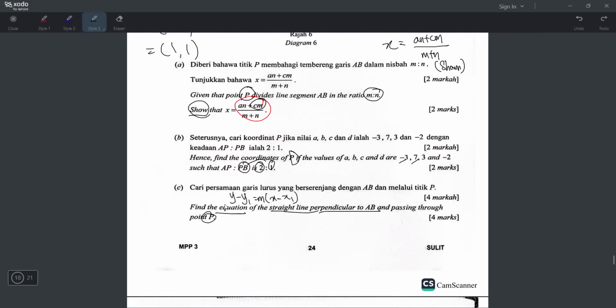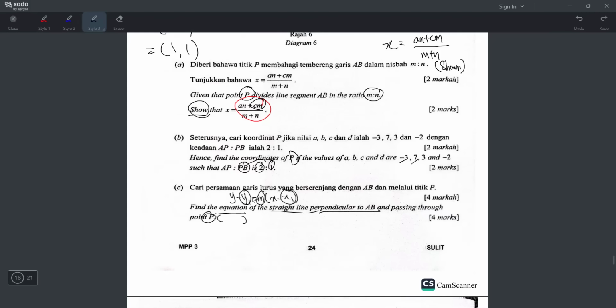In order to use this formula, we need two pieces of information. What do we need? The gradient m and the x1, y1. m is the gradient and they never gave it to me. For the x1, y1, we have to use a specific point that the line passes through. Actually, it can be any point, just make sure it's a point the line passes through. They mention here find the equation of the straight line perpendicular and passing through point P.